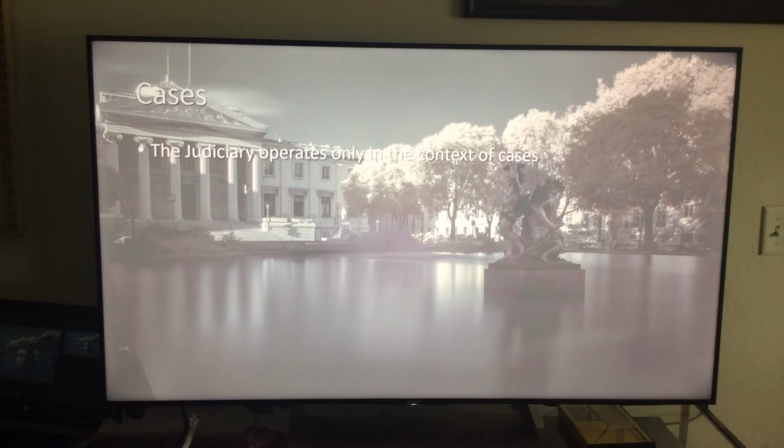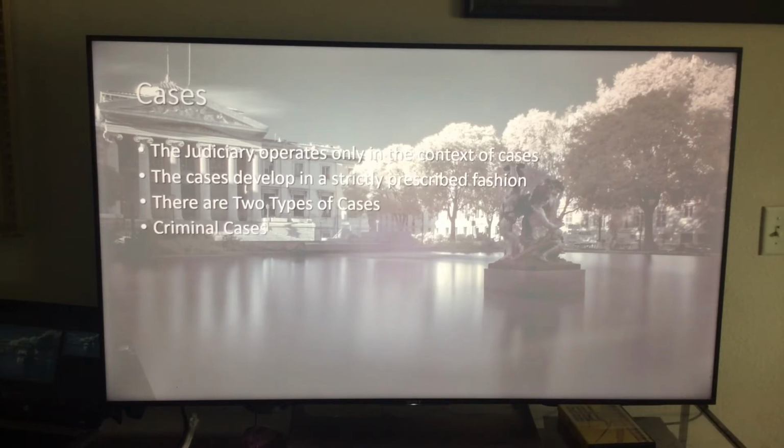All right, cases. The judiciary operates only in the context of cases. A case must be brought to the courts for them to function. So cases have to follow certain rules. If you're not read your rights, if you have a confession beaten out of you, that case can be thrown out against you. There are two types of cases that the court deals with: criminal cases. These cases are public wrongs against society as a whole.